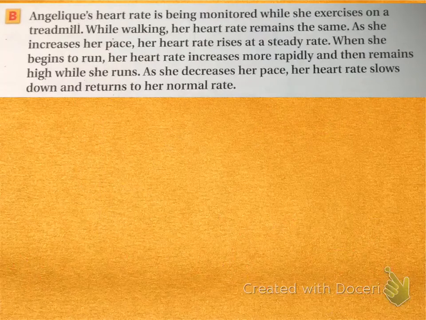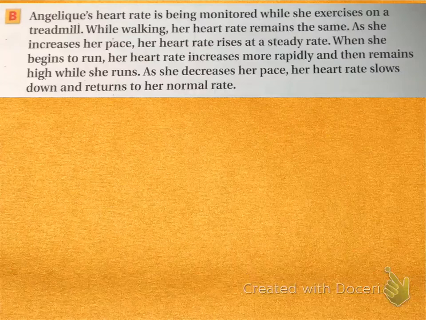Here it says Angelique's heart rate is being monitored while she exercises on a treadmill. While walking, her heart rate remains the same. As she increases her pace, her heart rate rises at a steady rate. When she begins to run, her heart rate increases more rapidly and then remains high while she runs. As she decreases her pace, her heart rate slows down and returns her to her normal rate.